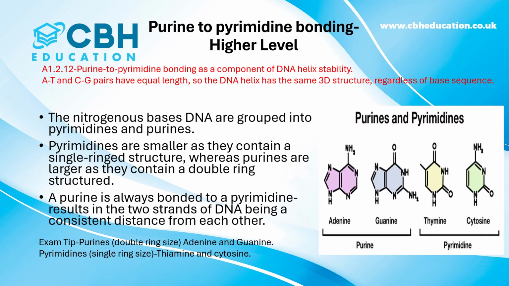So, purine to pyrimidine bonding. The nitrogenous bases in DNA are grouped into pyrimidines and purines. Pyrimidines are smaller as they contain a single ring structure, whereas purines are larger. They contain a double ring structure. A purine is always bonded to a pyrimidine, resulting in the 2 strands of DNA being a consistent distance from each other. And from an exam tip point of view, adenine and guanine are purines, and the pyrimidines, with a single ring, are thymine and cytosine.